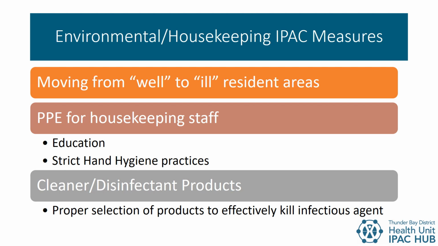Environmental cleaning managers or employees with this role should be able to direct and choose these products for you. If you don't have one of these in your facility available, then you can utilize resources available to you. This includes our environmental cleaning education module on our Thunder Bay District Health Unit IPAC Hub website under our Champions program. You could also speak to a chemical supplier. You could call our environmental health department and speak to one of our public health inspectors, or you can connect with us at the IPAC Hub and we'd be happy to assist you.